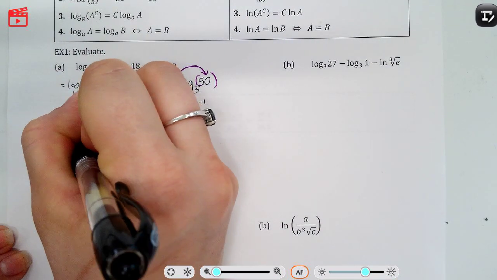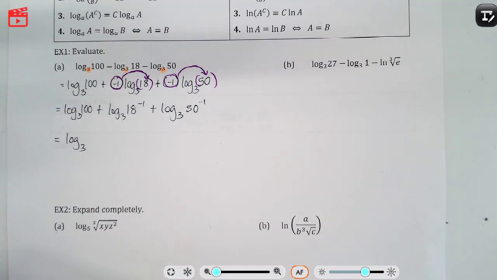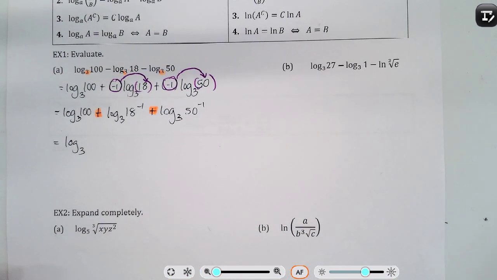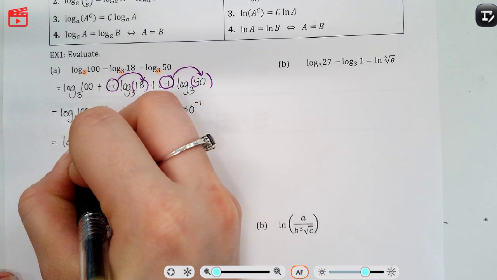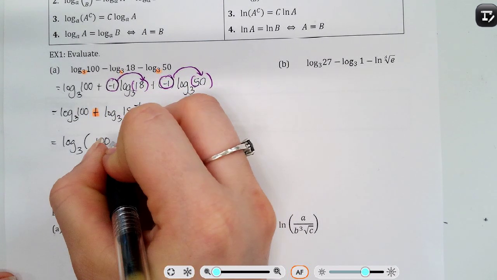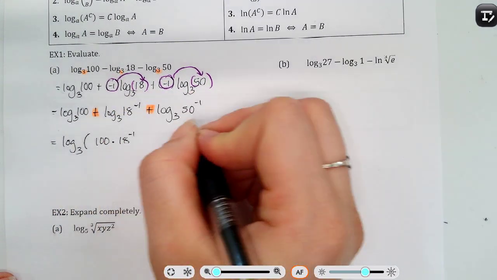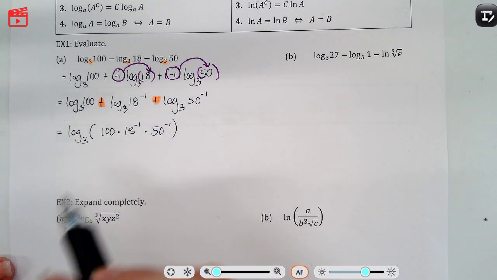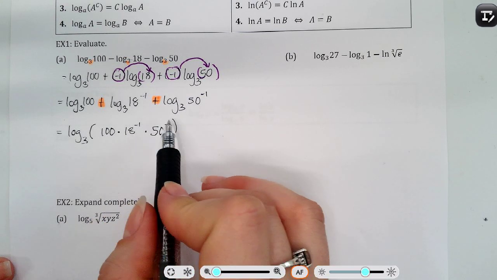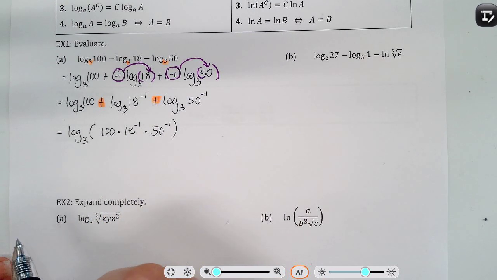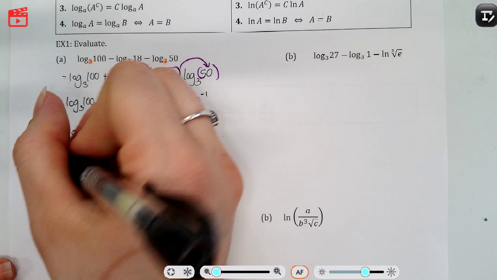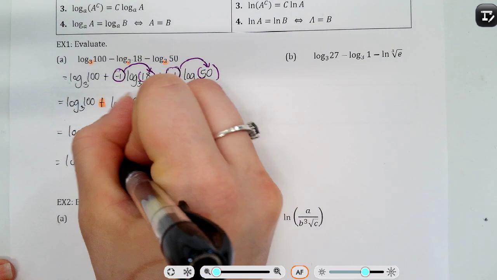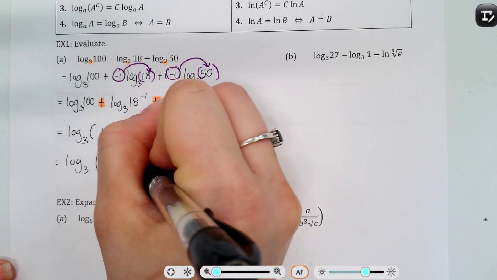Because of all the addition, see the addition going on? I keep the log, and I will multiply all of the arguments together. So that's 100 multiplied by 18 to the -1 multiplied by 50 to the -1. Now I see these negative exponents. I'm not allowed to leave my answer with a negative exponent. So I'll take the reciprocals of those, and I have 100 divided by 18 times 50.